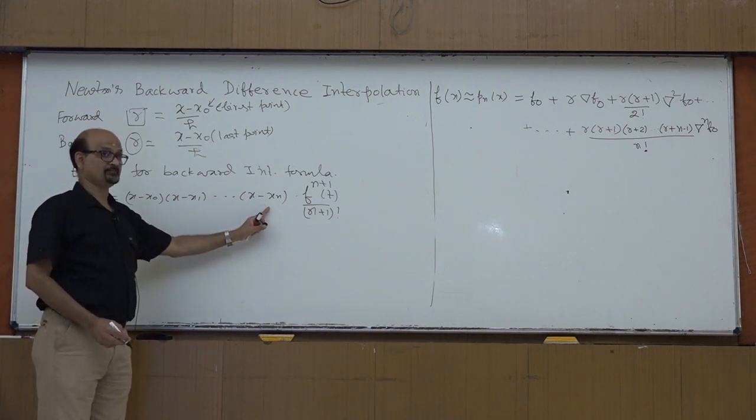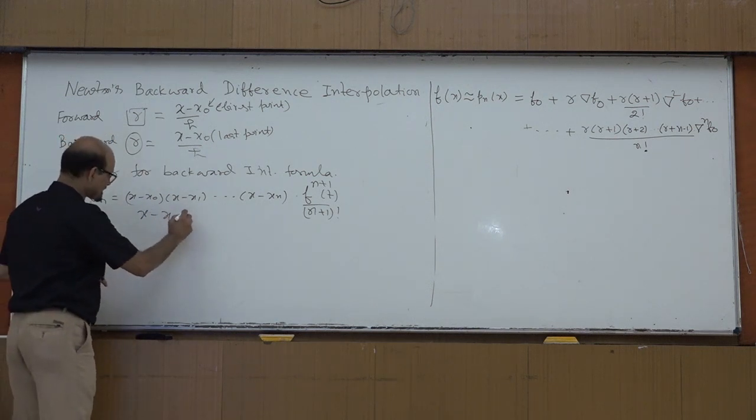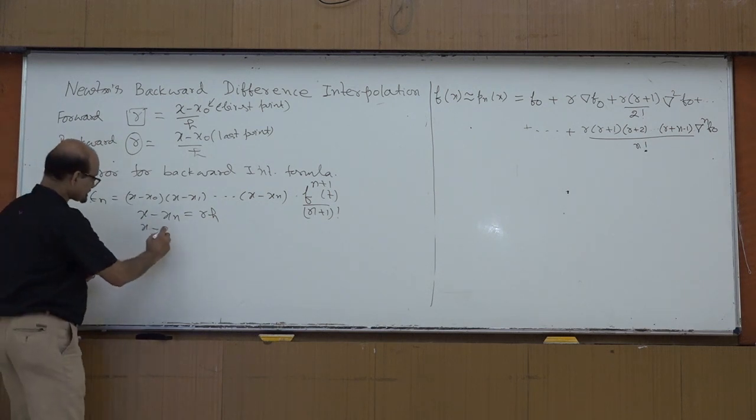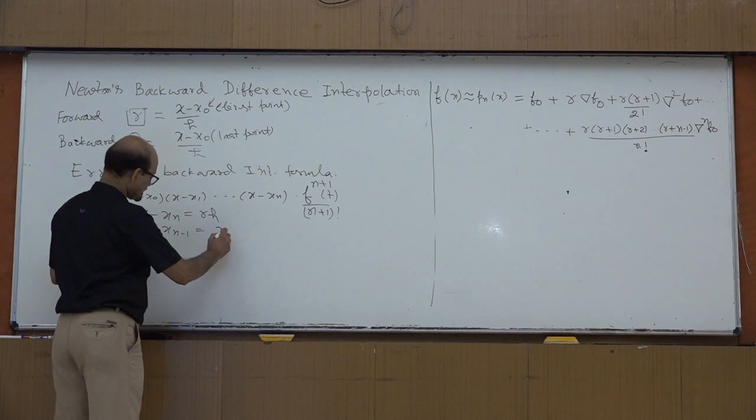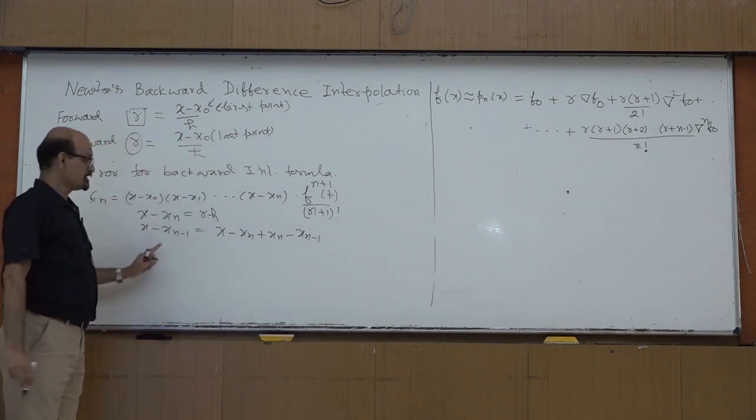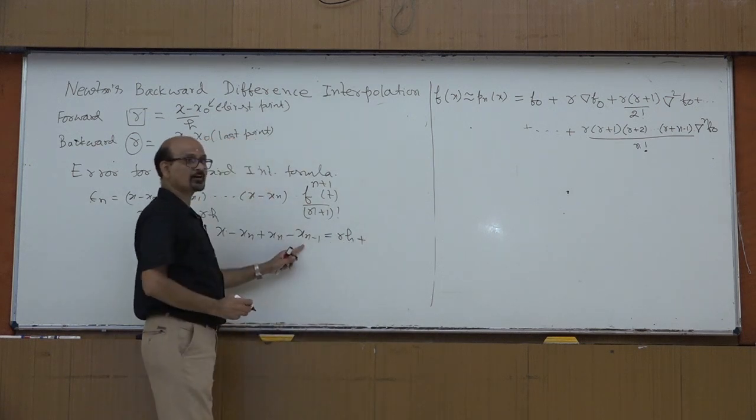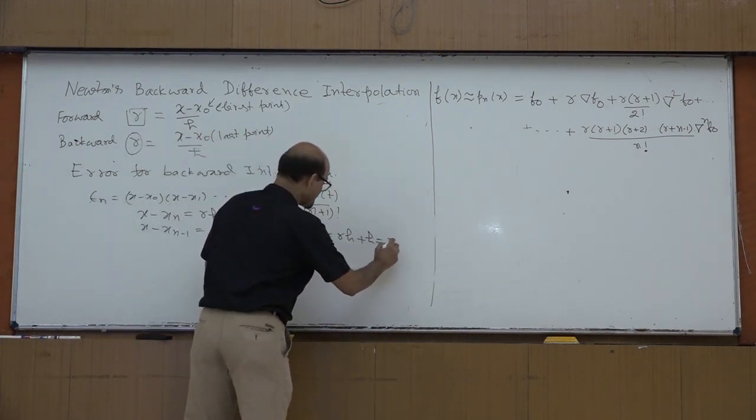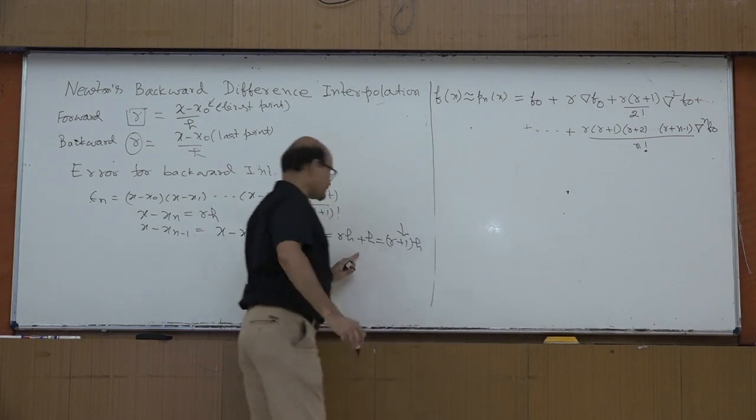Here, rather than x minus x naught, we have x minus xn in the backward case, where xn is x naught, remember. So if I write x minus xn as rh, then x minus xn minus 1 will be x minus xn plus xn minus xn minus 1. X minus xn is rh, plus xn minus xn minus 1, which is h, not minus h. So I am getting r plus 1 h. The same procedure, that is why r plus 1 is coming, okay? R plus 1 h.